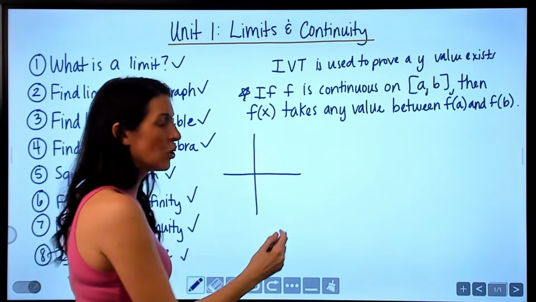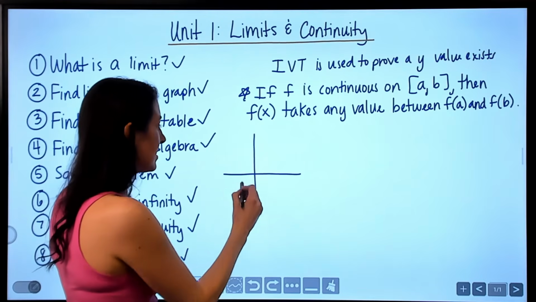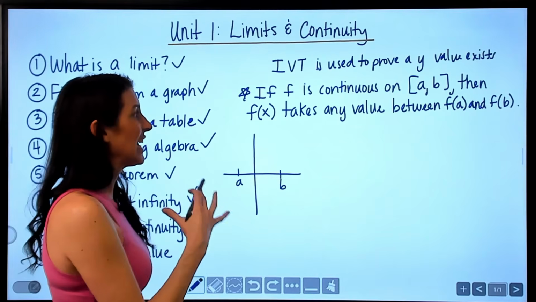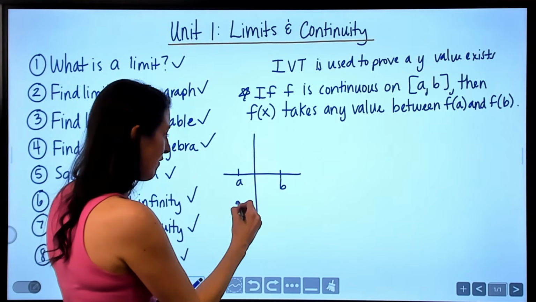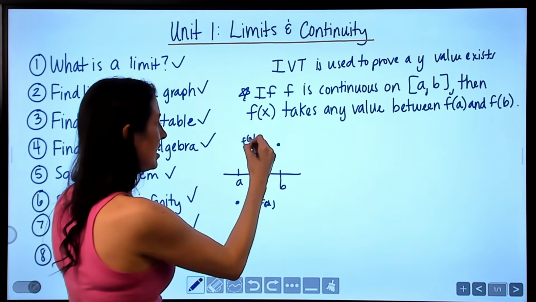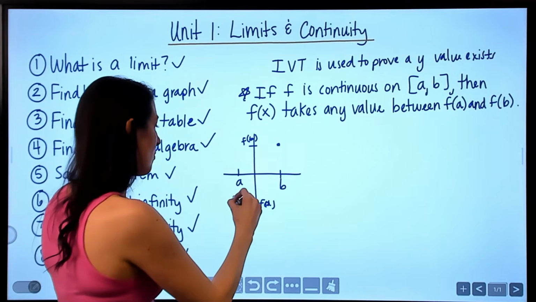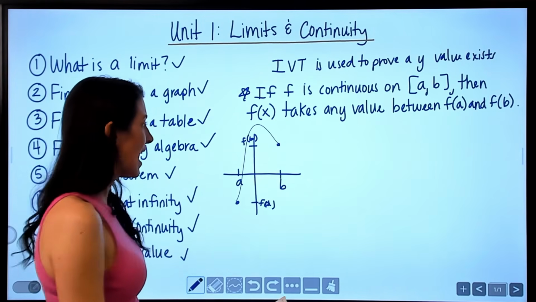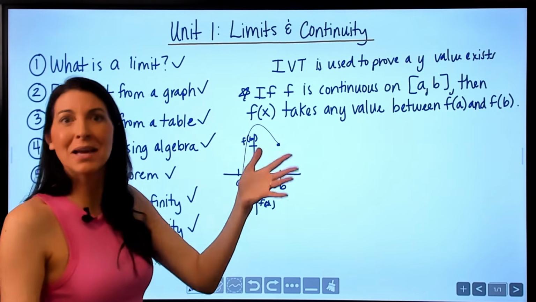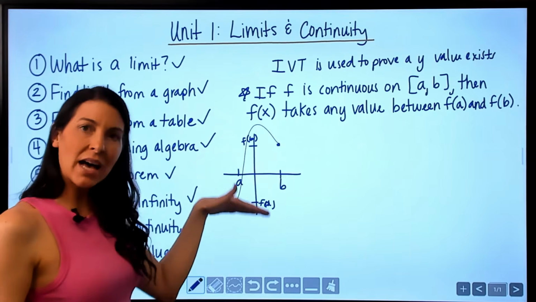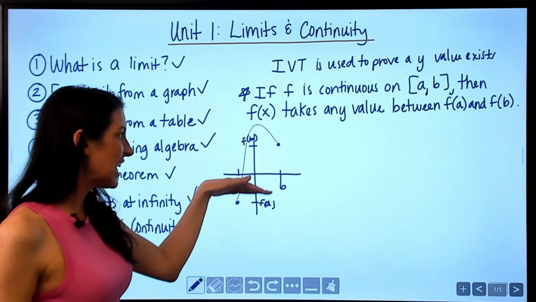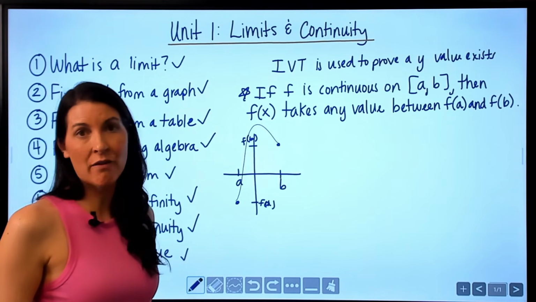To show you on a picture what this means, let's say I have the interval a to b and f of x is continuous, and then let's say f of a is down here, and f of b is up here. As long as the function is continuous, this function has to take on every y value in between f of a and f of b to get from point A to point B, literally. You could go above or below that range, but it does have to hit at least every y value in between f of a and f of b.